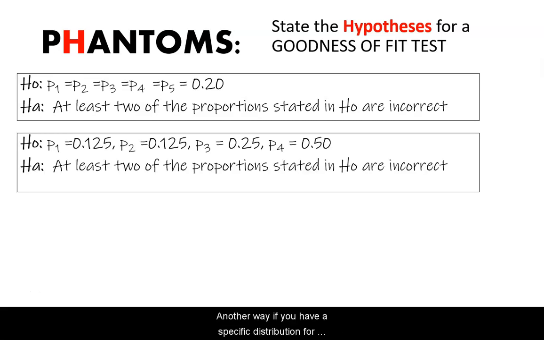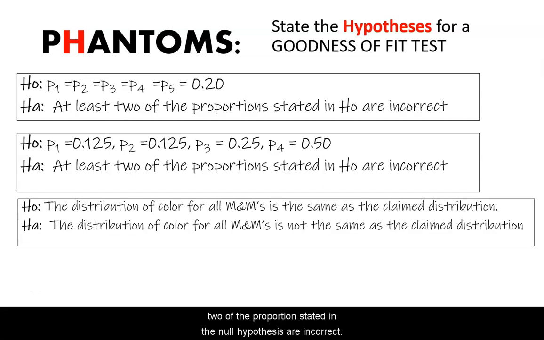Okay. Another way, if you have a specific distribution, for example, P1 is 0.125, P2 is 0.125, P3 is 0.25, and P4 is 0.50. So based on the ratios or based on some sort of stated proportions, you know what each of these individual ones are supposed to be for the population. And again, your alternate hypothesis is going to say something like at least 2 of the proportions stated in the null hypothesis are incorrect. It's okay to write them in context.